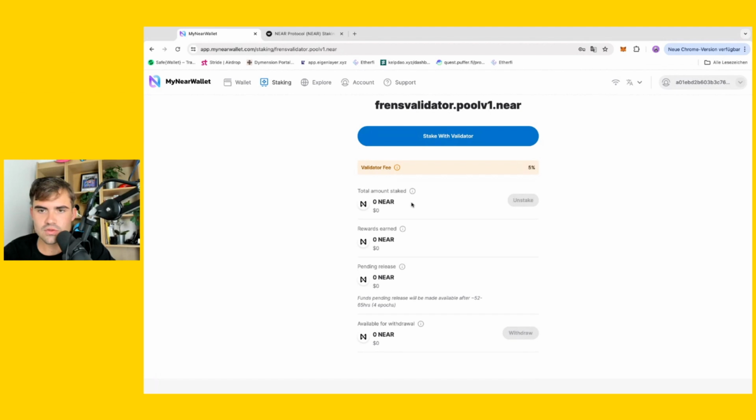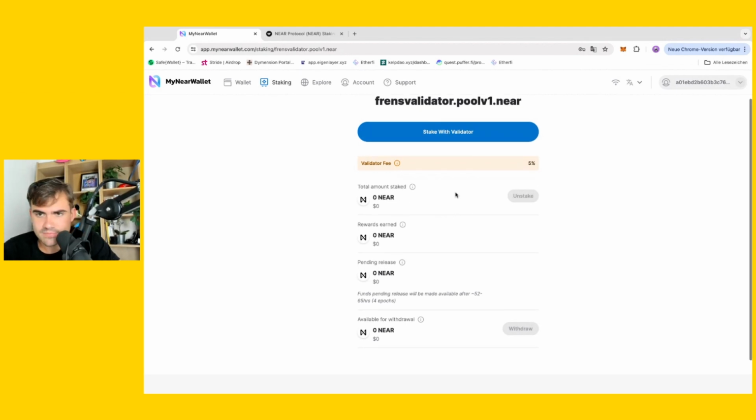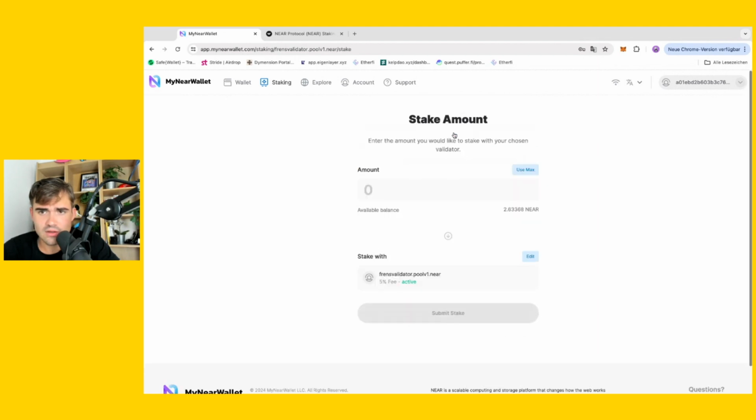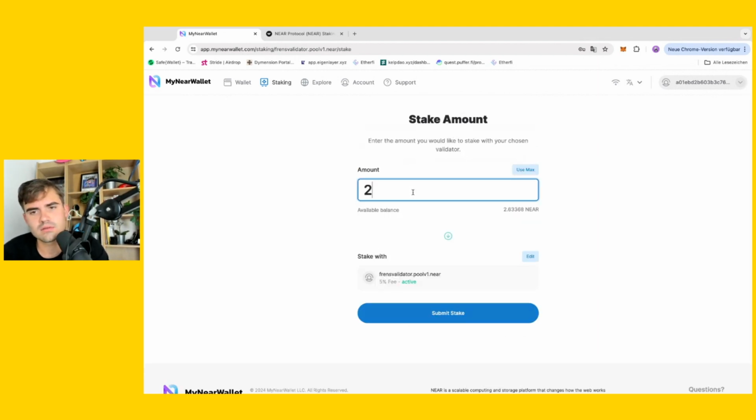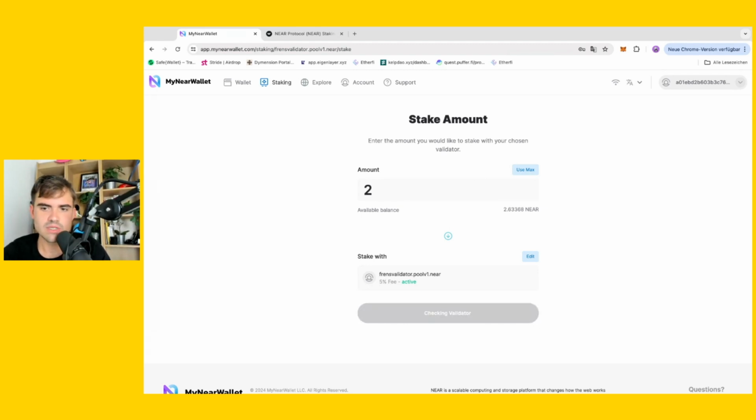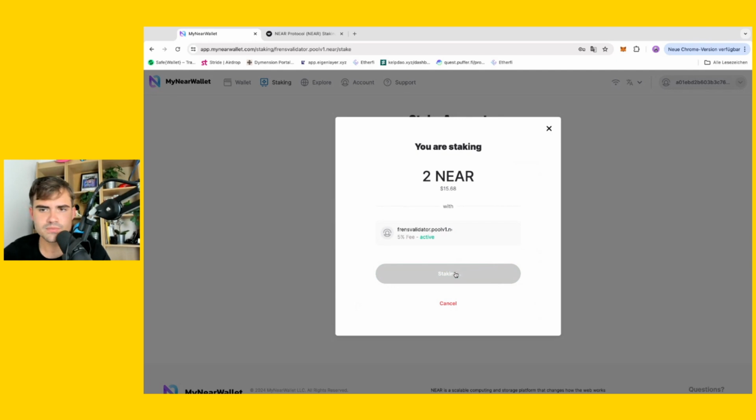So let's go to total staked amount. So currently I don't stake anything. So first of all, I have to click on stake with validator. And now say I take 2 of my Near to delegate. I don't want to use the maximum amount because maybe I want to do some other things in the Near blockchain further down the road. Or if I want to claim my staking rewards, I still need some dust in order to pay for the transaction. So this is why I keep 0.6 Near and I just stake the 2. So I click on submit stake. I click on confirm. 2 Nears are getting staked with our Friends Validator, which is around 15 bucks.